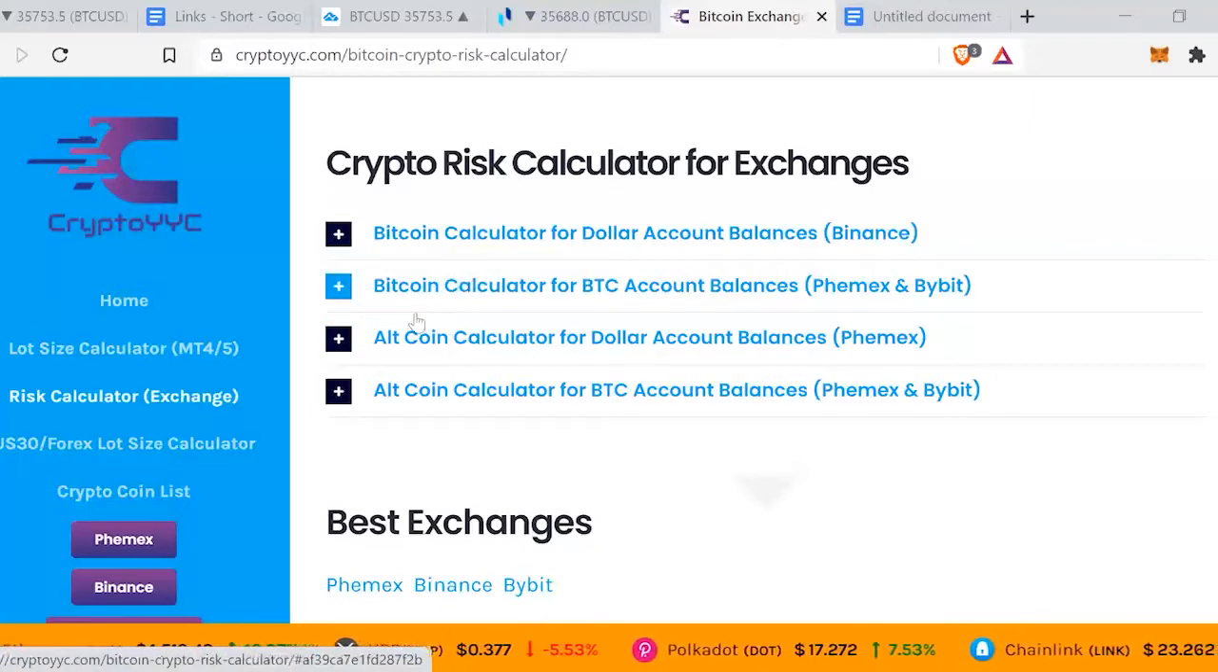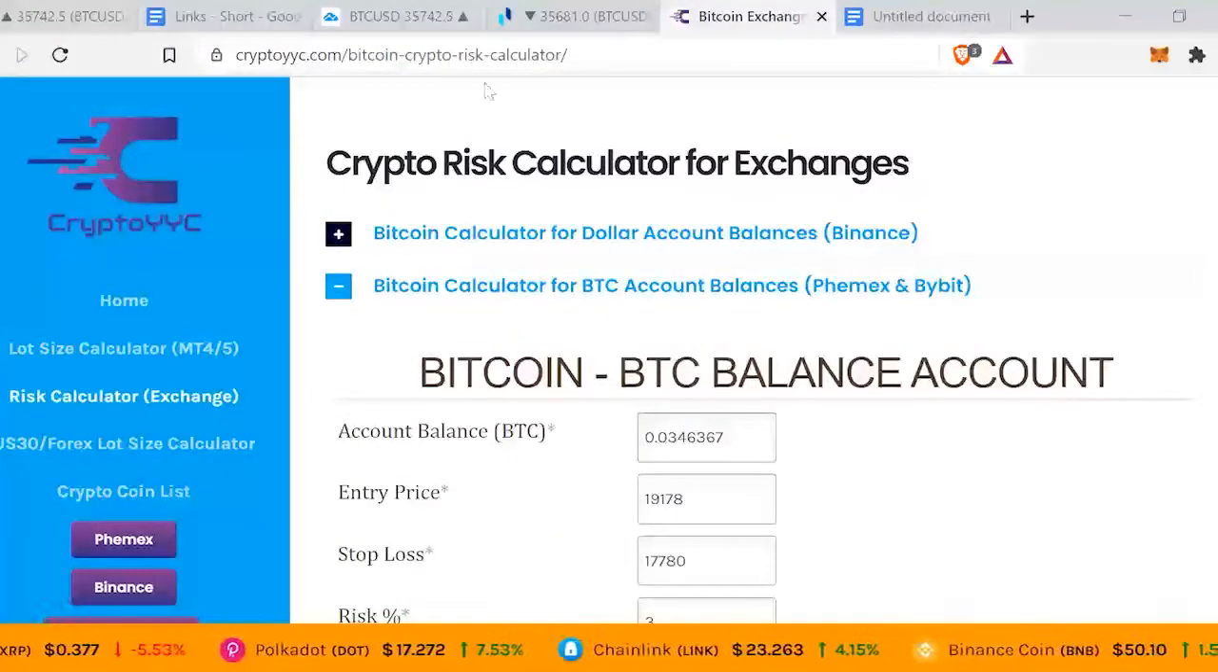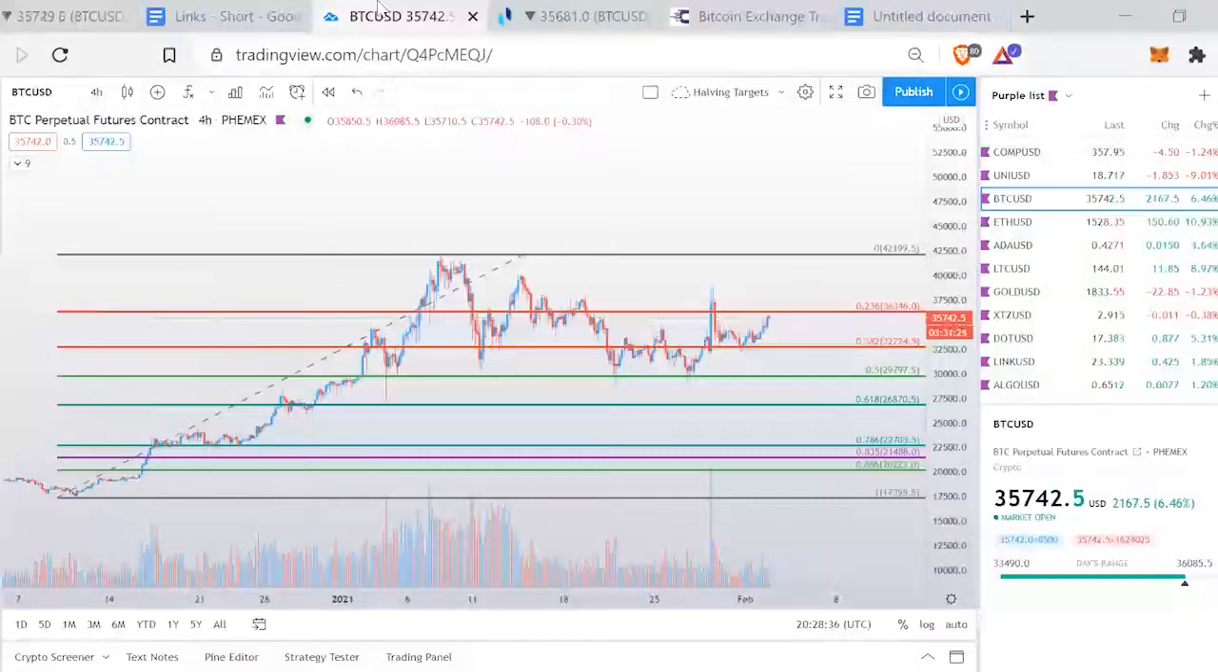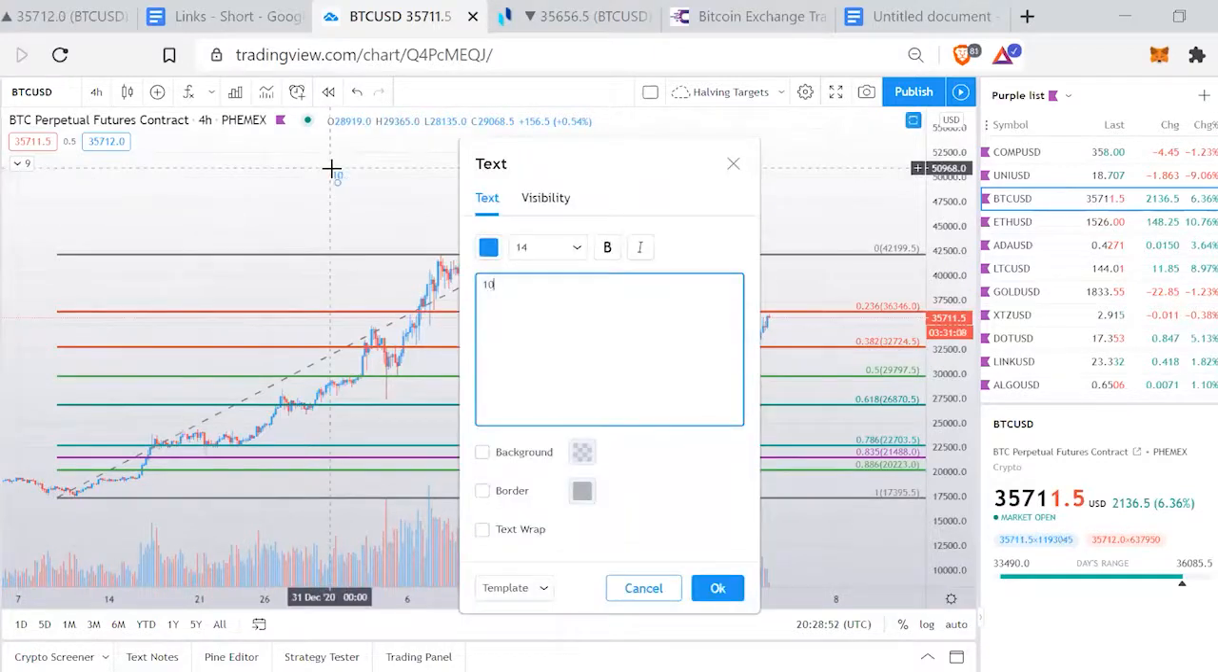I'll go over the exchange calculators because this is where most of us are going to be doing most of our trading. So let's say we have our strategy. What risk management means, and when somebody says you only want to be risking 2 to 5% per trade, let's say you have $100 in your account, right? 2 to 5% will mean that you only want to risk $2 to $5 on this trade.